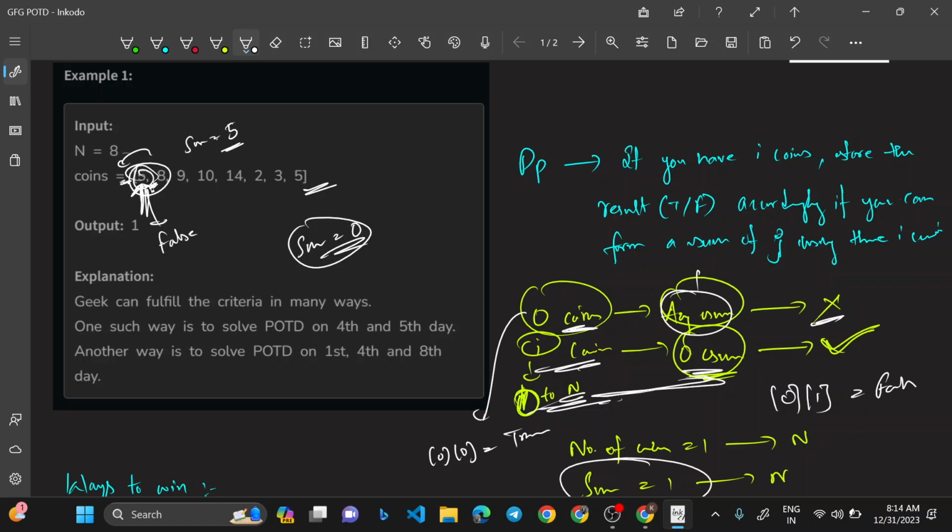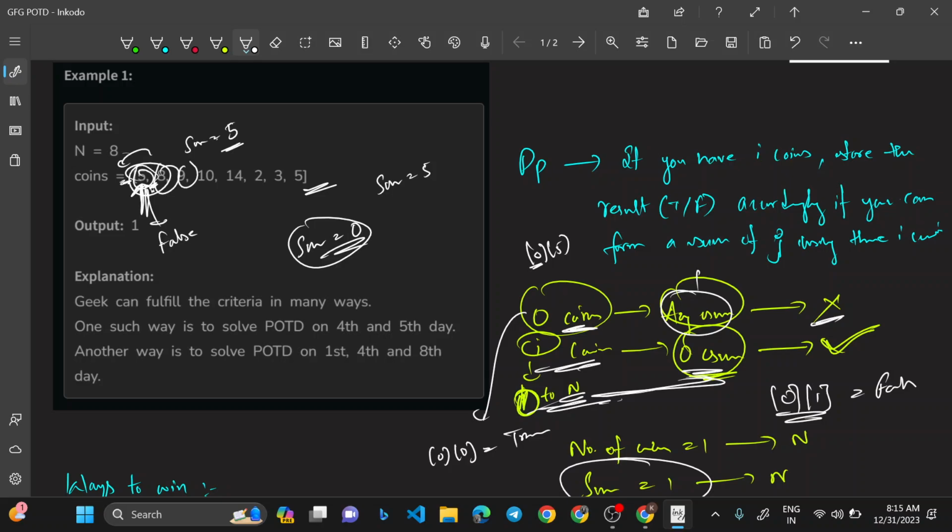Then again it will be asking to the left side, can you people make a sum of 5? I will not include myself, so the sum is remaining the same. So it will be asking to its left. In the left, they'll be coming to this particular condition again, 0 and 5. So is that possible? No, it is false, because 0 number of coins getting a sum of 5 is not possible. So it will be returning false in that case. So I hope you people have understood.